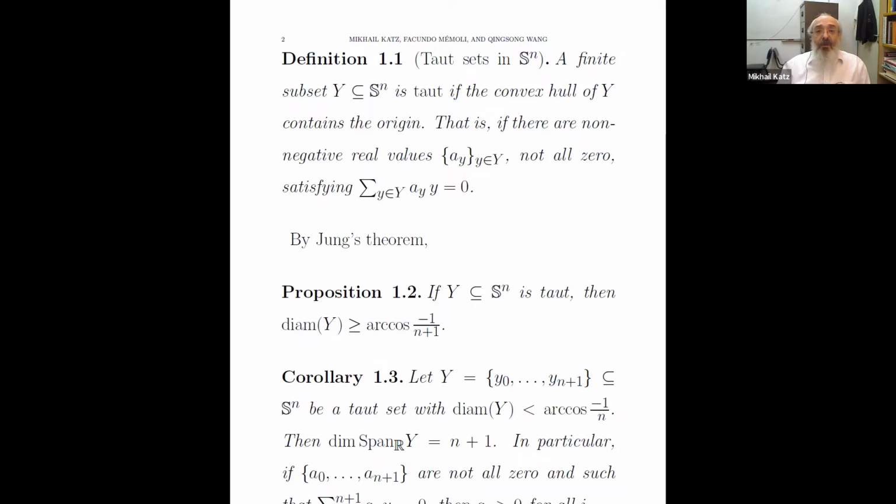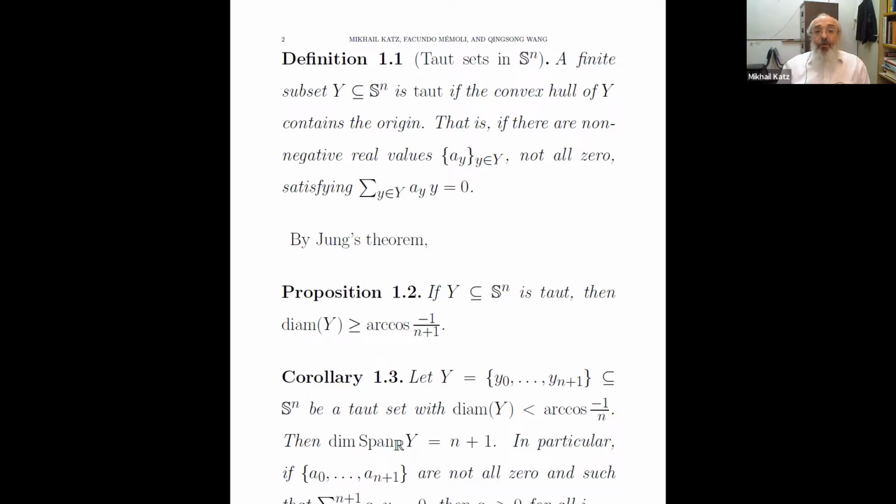So let's define a taut set on the sphere. A finite set Y is taut if the convex hull of Y contains the origin. Another way of putting it is that there are coefficients, positive or zero, such that the linear combination of the points in the set vanishes. Okay, so the origin is contained in the convex hull of the set.